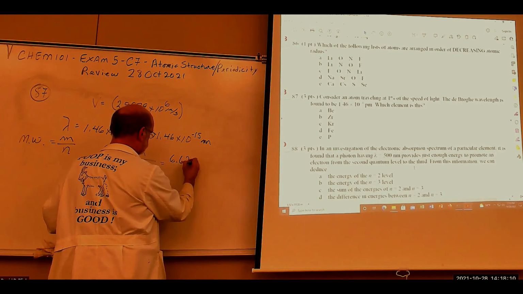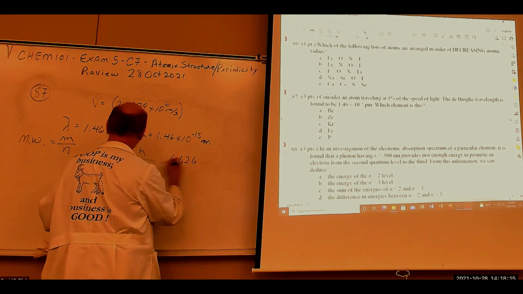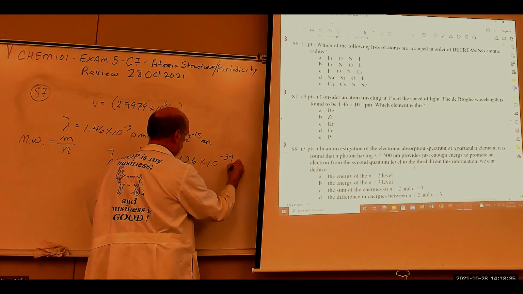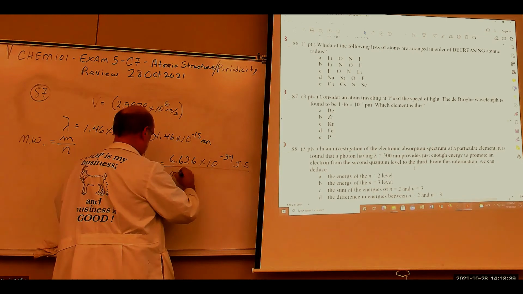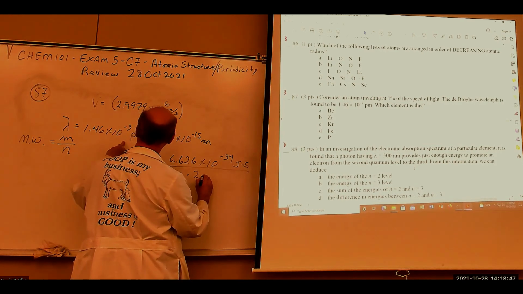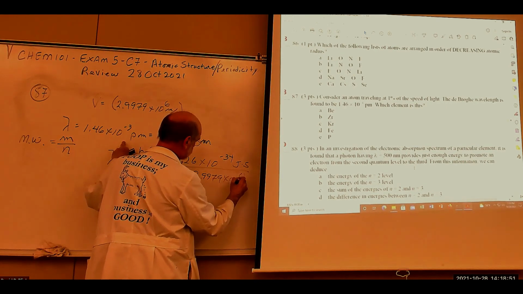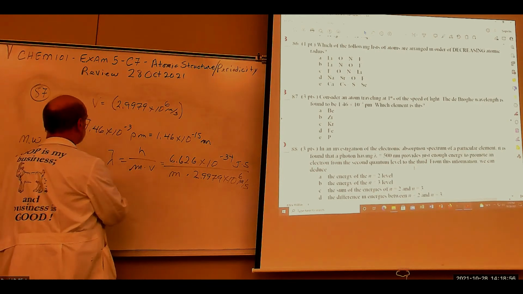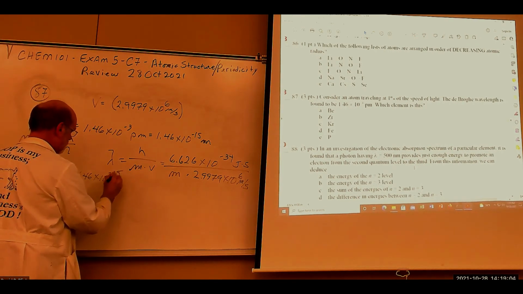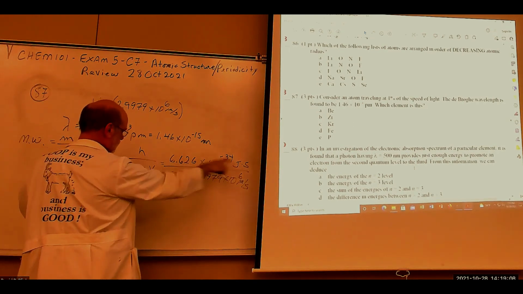And this is 6.62, or is it 3? 626? I have to look it up. Yeah. Times 10 to the minus 34 joule seconds. Okay. Mass is our unknown. And velocity is 2.9979 times 10 to the 6th meters per second. And wavelength is 1.46 times 10 to the minus 15 meters. Okay, so this is equal to that calculation.